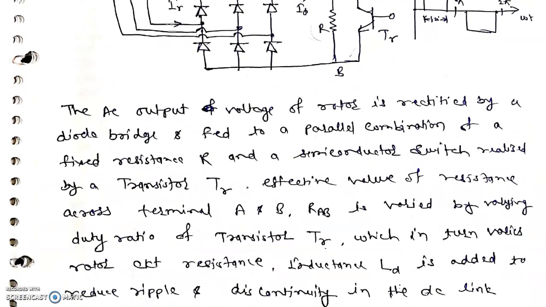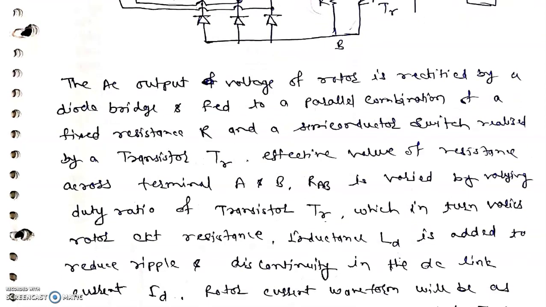The AC output voltage of the rotor is rectified by a diode bridge. This is the DC output voltage of the rectifier, and it is fed to a parallel combination of a fixed resistance R and a semiconductor switch realized by transistor TR. The effective value of resistance across the terminals AB, RAB, is varied by varying the duty ratio of transistor TR. So by varying the duty ratio of TR, the effective value of RAB is varied, which in turn varies the rotor circuit resistance.